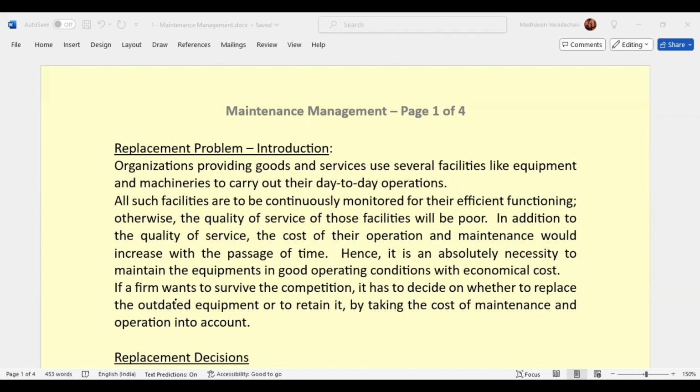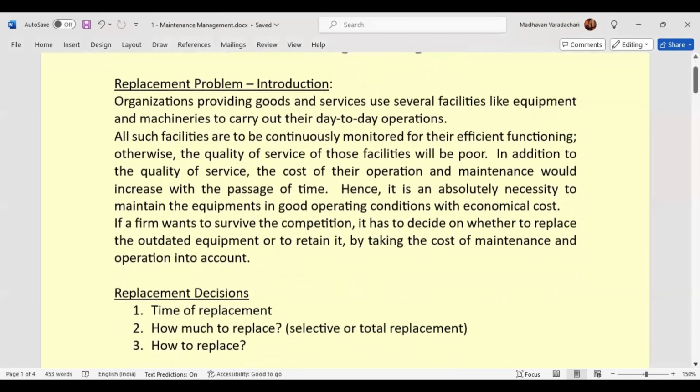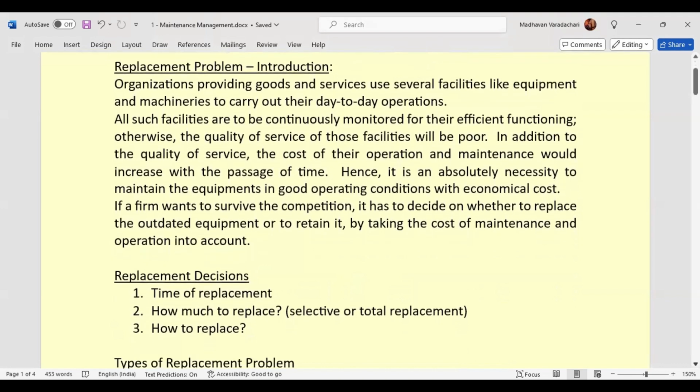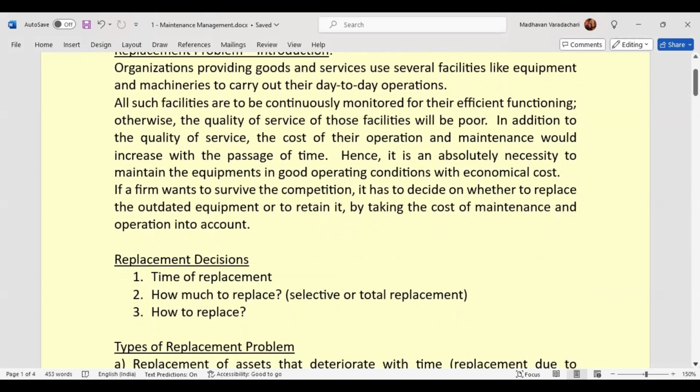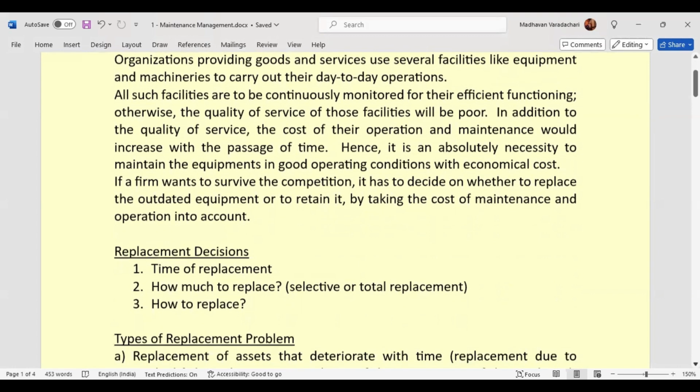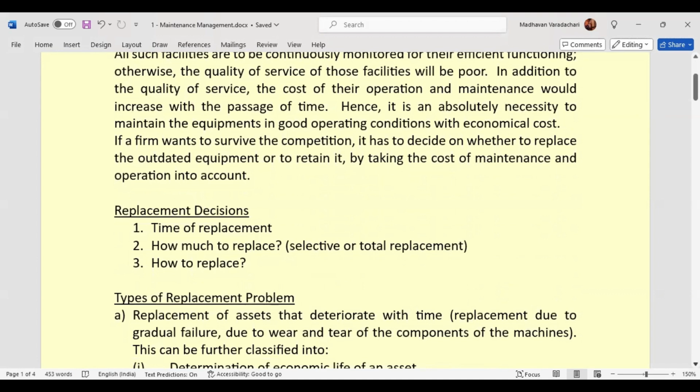If a firm wants to survive the competition, it has to decide whether to replace the old or outdated equipment or to retain it by taking the cost of maintenance and operation into account. What are the different replacement decisions? One is the time of replacement, when to do it. Second is how much to replace, whether selectively we have to replace certain parts or the total replacement of the machinery itself. Third, how to replace? These are the three decisions one needs to take while deciding about replacement.